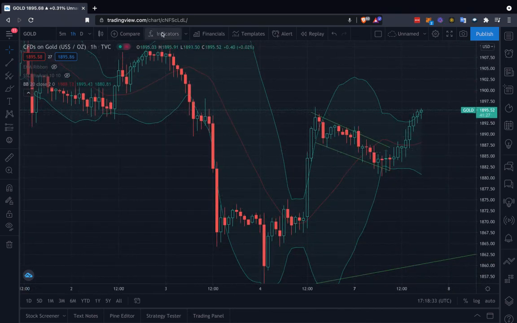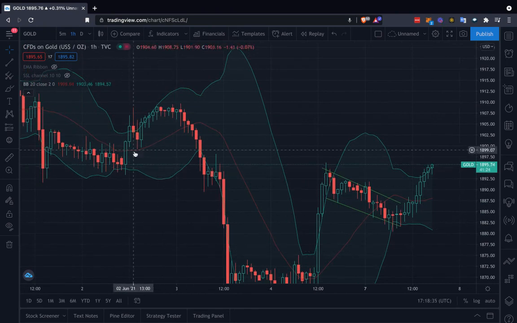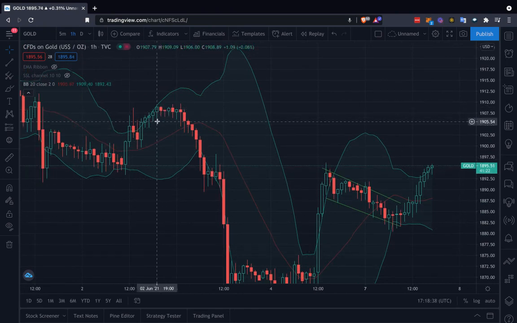As I said, when you're overextended, that's a potential short position, like right here. We're a bit overextended. I guess you could say this is a bearish engulfing candle right there.